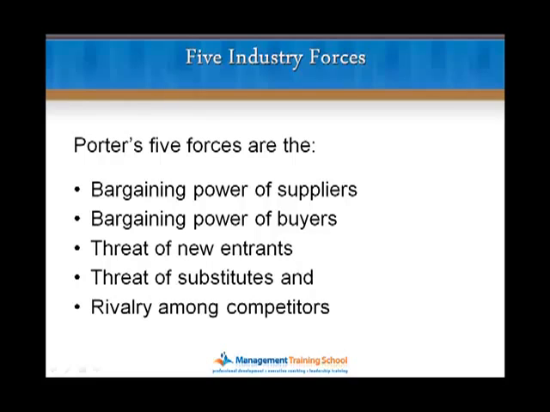To identify the important structural features of your industry via the five forces, you conduct an industry analysis that answers the question, what are the key factors for competitive success? Porter's five forces are the bargaining power of suppliers, the bargaining power of your buyers, the threat of new entrants, the threat of substitutes, and rivalry among competitors.